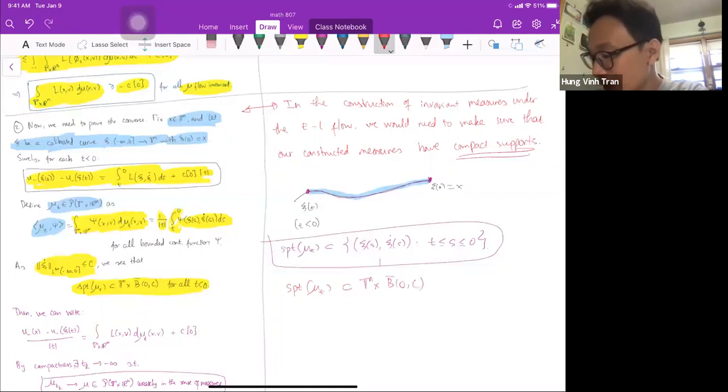And this is clear, right? Because from above to below, gamma dot is bounded by C, so that's clear, okay? And because we take the averaging, mu t is a probability measure, so its total mass is 1, right? The integral of d mu t is 1.